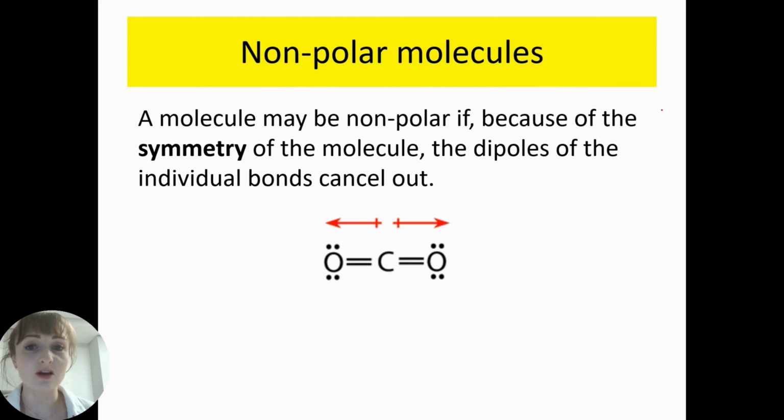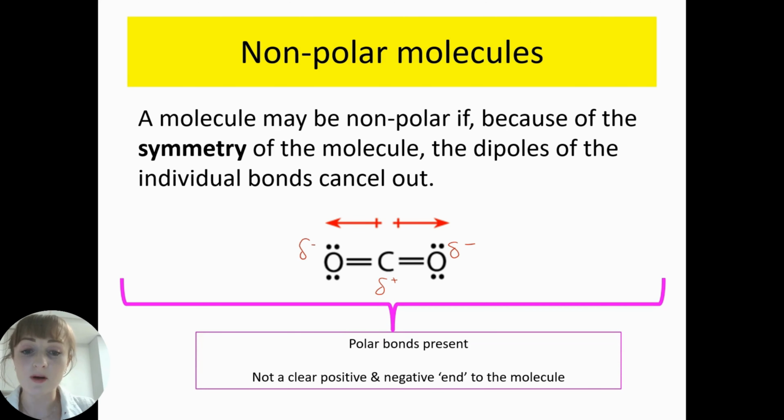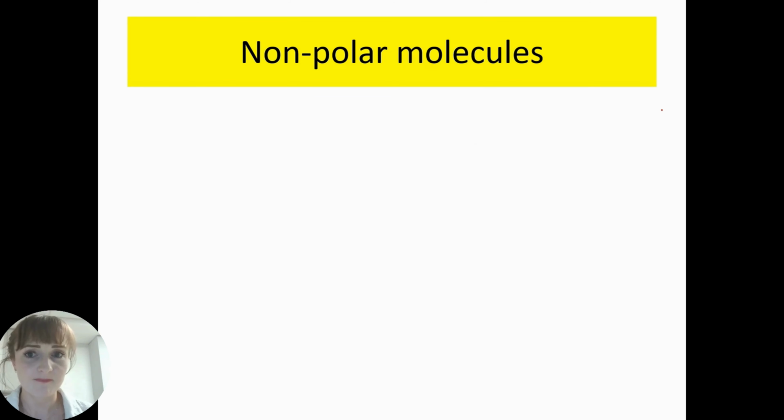Take a molecule of CO2, for example. Polar bonds exist between the carbon and the oxygen, but oxygen is the more electronegative and so receives the delta negative on both sides of the molecule, with the delta positive of the carbon being stuck in the middle. So we can see that although there are polar bonds present, there is no clear positive and negative end to the molecule with a charge or a partial charge, and so this molecule is considered not polar.